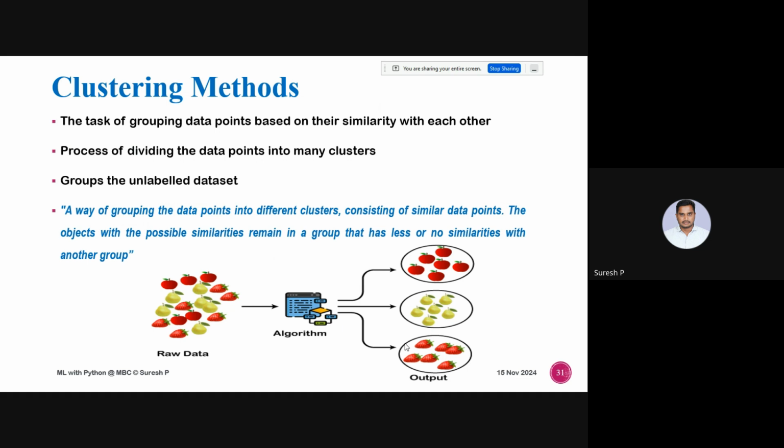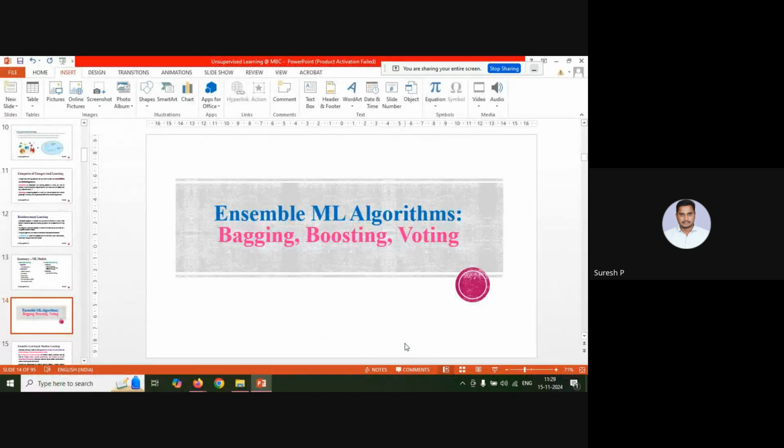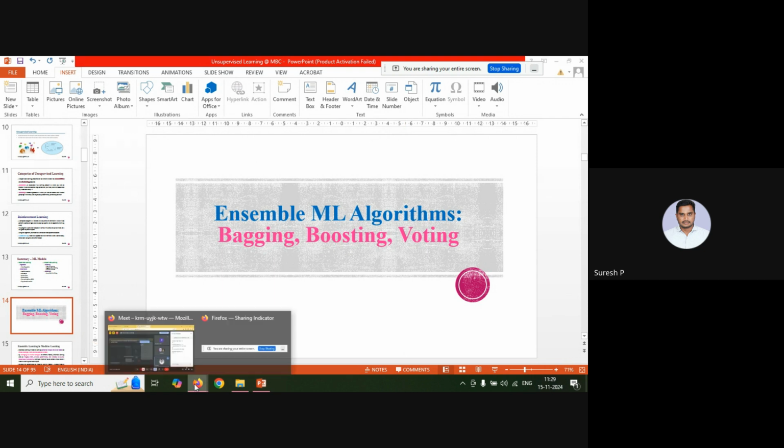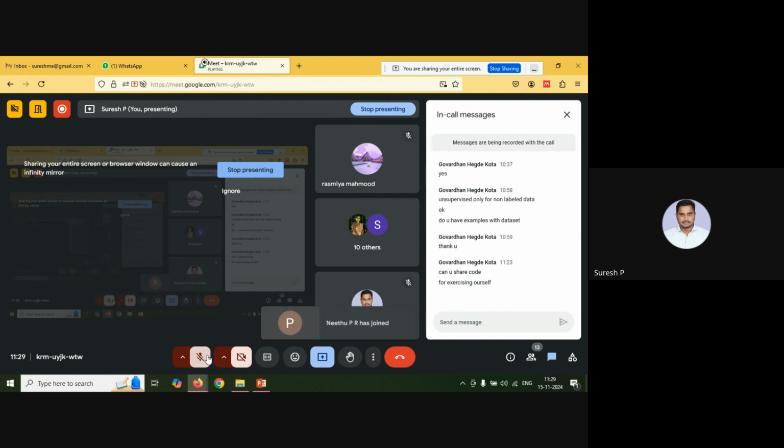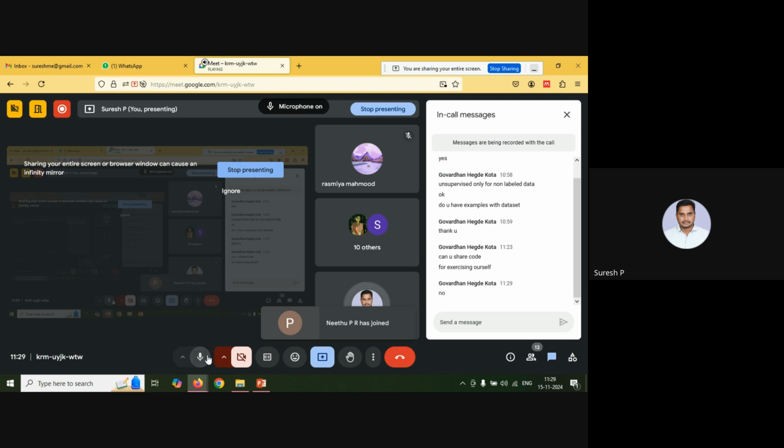So that's all about ensemble learning methods. One is boosting, another one is voting, another one is bagging. If you have any doubts or clarifications on this, you can ask me. If you have any clarifications, please ask.